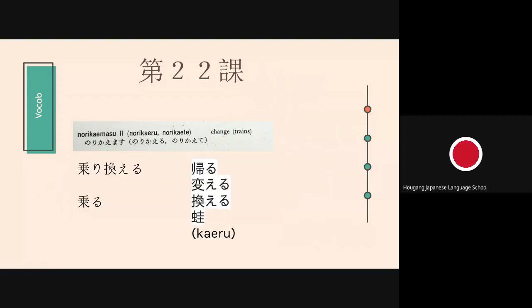Now look at norikaimasu. It's a combination of norimasu, which I mentioned just now, noru, and kaemasu. Kaemasu, dictionary form kaeru. Kaeru has a lot of meanings. This kaeru is kaerimasu, Group 1, go back home, return home. This kanji is change. This kanji also means change. Then how? This change is more to transform.